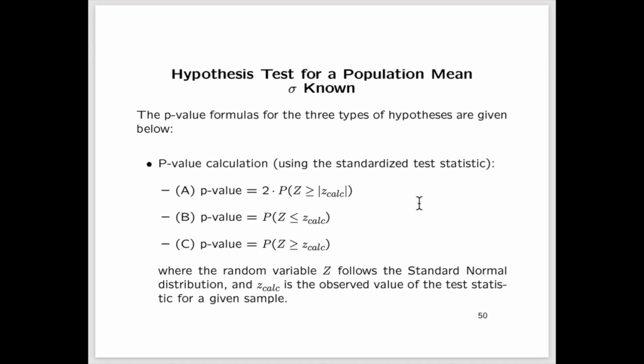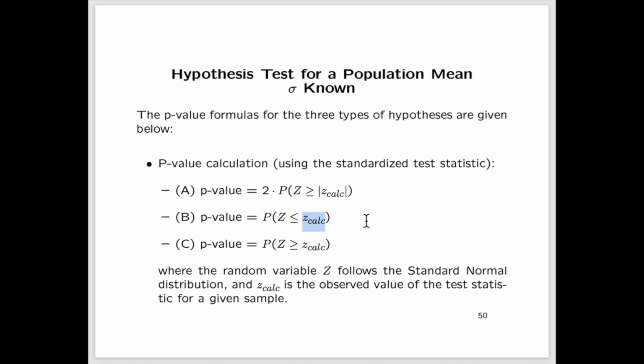Let's see how to calculate the p-value for these three tests. Again, these formulas assume that we're using the standardized test statistic. For the two-tailed test, the p-value is equal to 2 times the probability that the standard normal random variable z is greater than or equal to the absolute value of the test statistic. For the left-tailed test, the p-value is the probability that the standard normal random variable is less than or equal to the observed value of the test statistic z-calc.